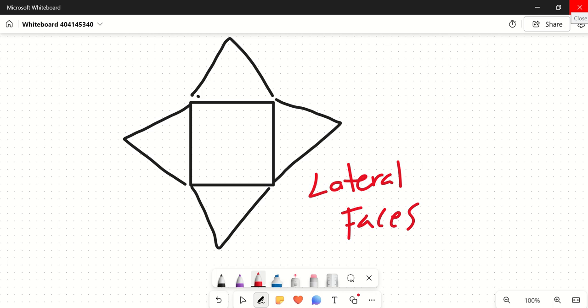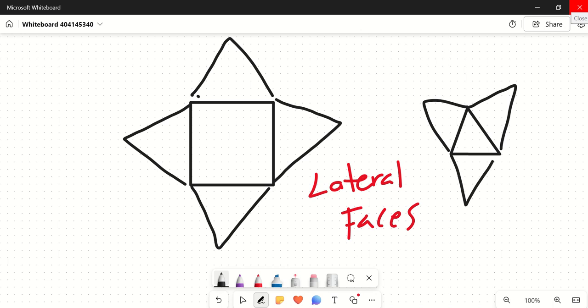The other type of pyramid has a triangular base. The bottom part is a triangle, which means it only has how many lateral faces? Three lateral faces when I fold them up. Both will have the same formula for the volume, but each one will have different steps that need to be taken, if that makes sense. I'll explain why in a little bit. So again, two different types of pyramids: one that has a quadrilateral, so a square or a rectangle base, and one that has a triangle base.